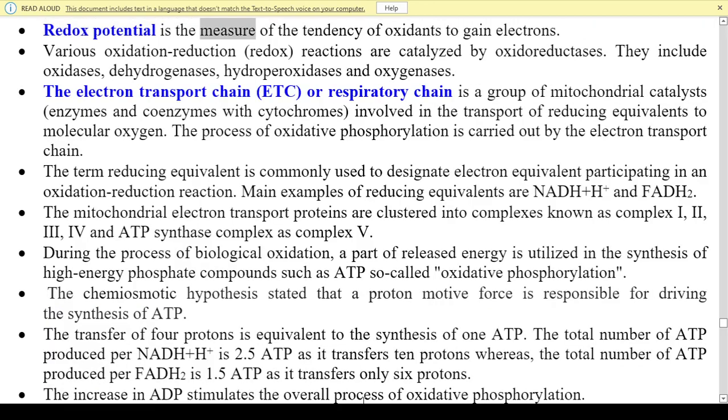Redox potential is the measure of the tendency of oxidants to gain electrons. Various oxidation-reduction, redox, reactions are catalyzed by oxidoreductases. They include oxidases, dehydrogenases, hydroperoxidases, and oxygenases. The electron transport chain, ETC, or respiratory chain is a group of mitochondrial catalysts, enzymes and coenzymes with cytochromes, involved in the transport of reducing equivalents to molecular oxygen.